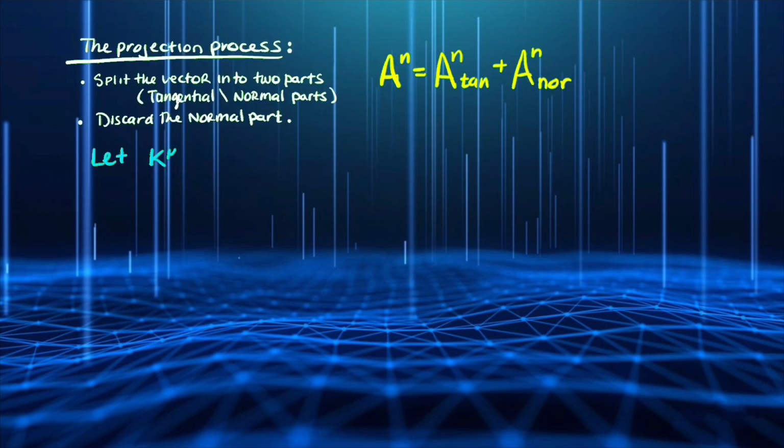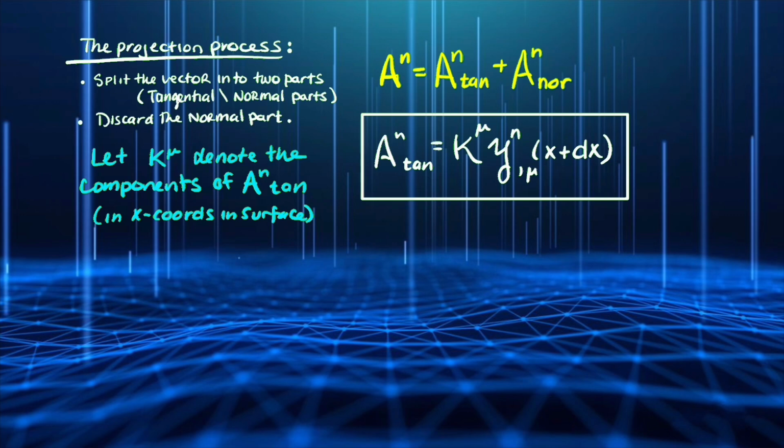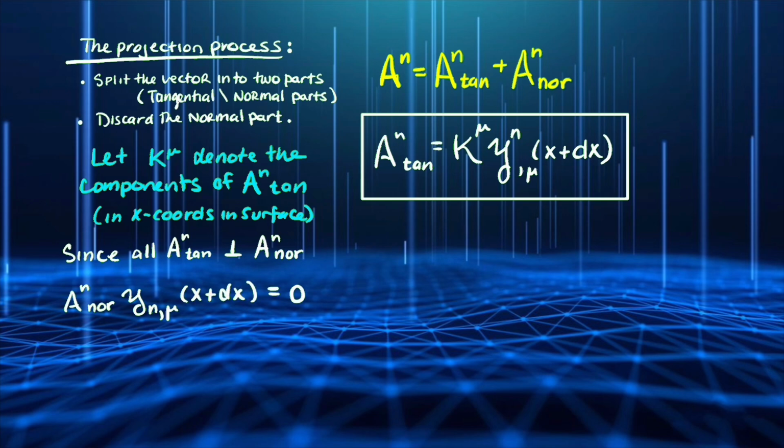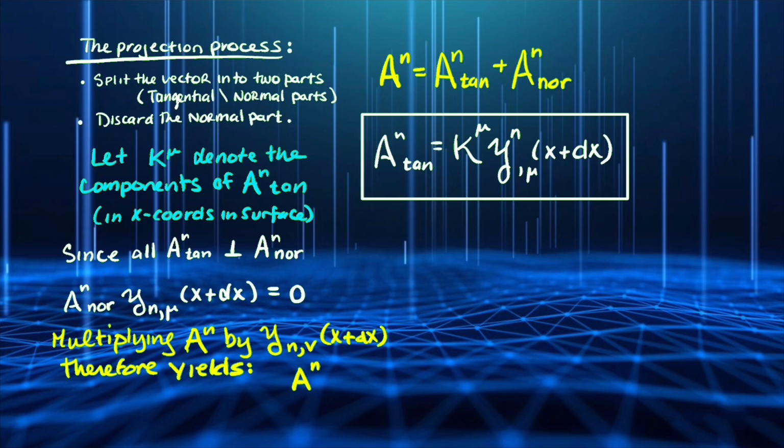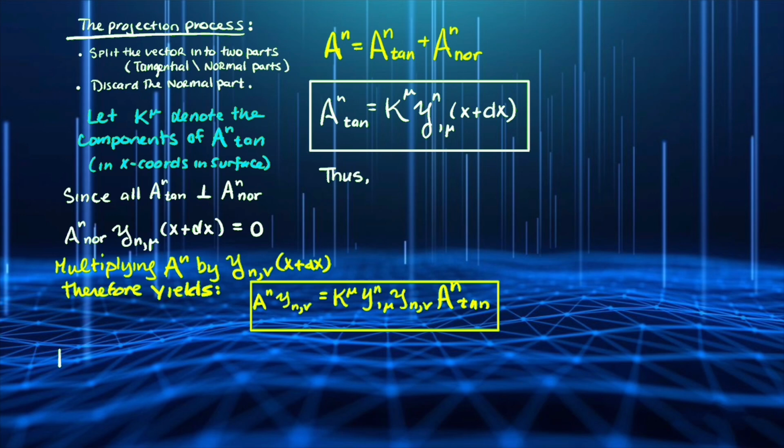So here, splitting the vector into two parts, a tangential and a normal part, let the vector k^μ denote the components of the tangential part of this vector. Therefore, it transforms as follows. And since all the tangential components are orthogonal to the normal ones, this equation holds, so we can use it to multiply the vector a^n, and we get the following result where the normal part drops out.